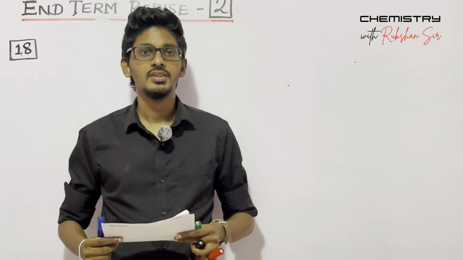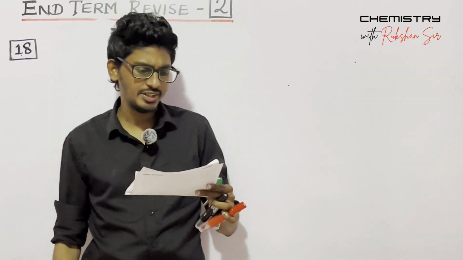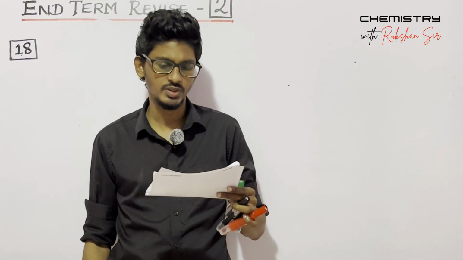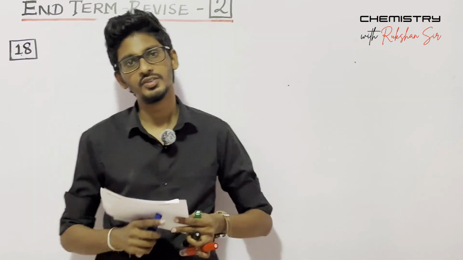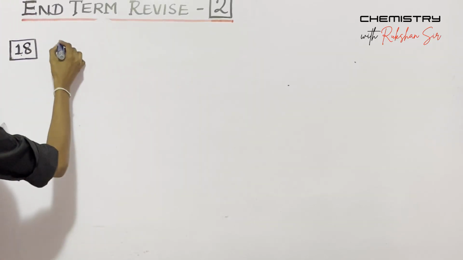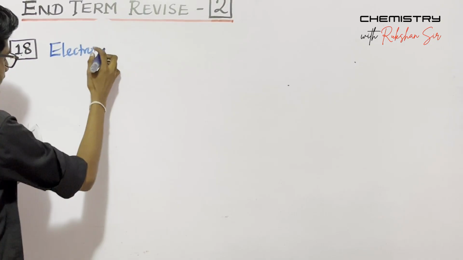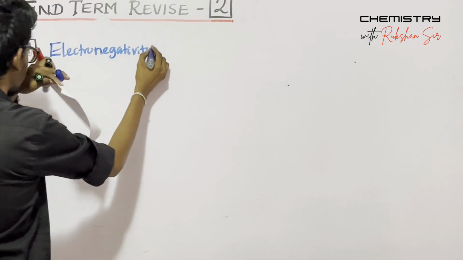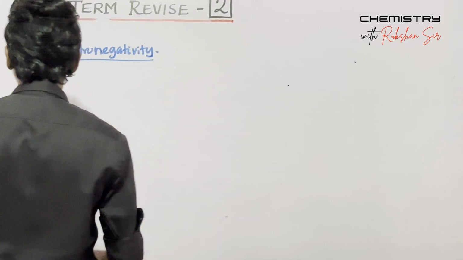Let's discuss question number 18. Of the three compounds SO2, SO3 and SOCl2, which one has the least electronegative sulfur atom? Least electronegative sulfur atom. So this is about electronegativity. So what are the considerations?